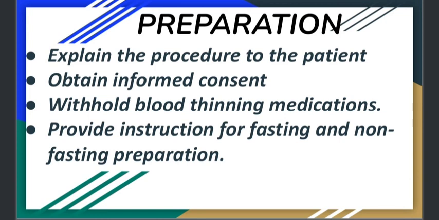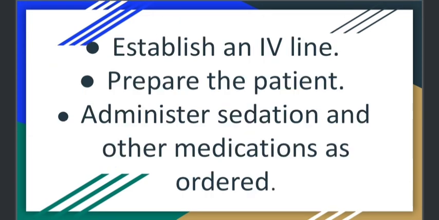Preparation of the patient: explain the procedure to the patient, explain how you are going to do the procedure and how painful it may be or how the procedure will go. Obtain informed consent, the signature of the patient. Withhold blood thinning medications, because blood in the urethra might cause abnormal findings. So withhold the blood thinning medications such as aspirin. Also provide instruction for fasting and non-fasting preparation.